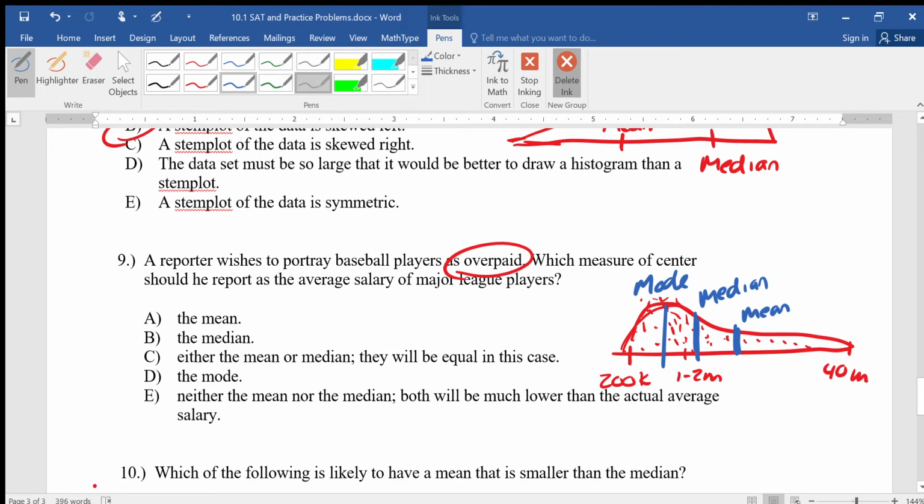Okay? So if this reporter wants to portray baseball players as overpaid, that means he wants to say that they make too much money. So which of these values are going to show that they make too much money? It's going to be the one furthest to the right, which happens to be the mean.